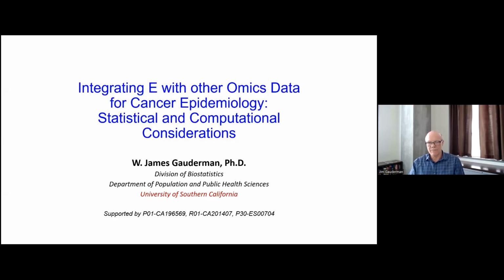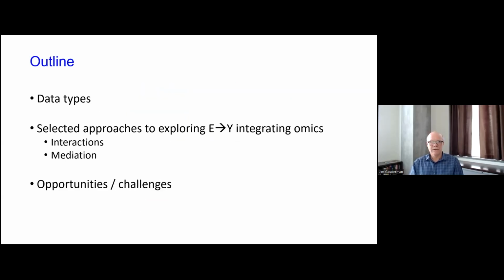So I'm going to give a sampling here of some various analytic approaches that we've thought about, especially related to how environment and genetics and omics perhaps can be used to advantage to try to understand risk factors, improve prognostic models, et cetera. I'll talk a little bit about data types, some selected approaches, and I'm going to focus in the areas of interactions and mediation, and then I'll end with a few opportunities.